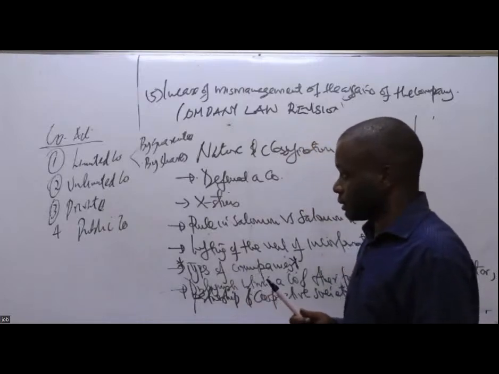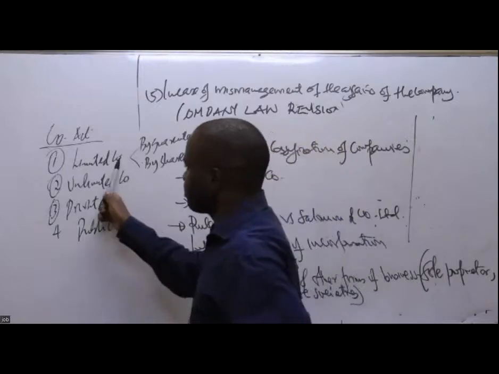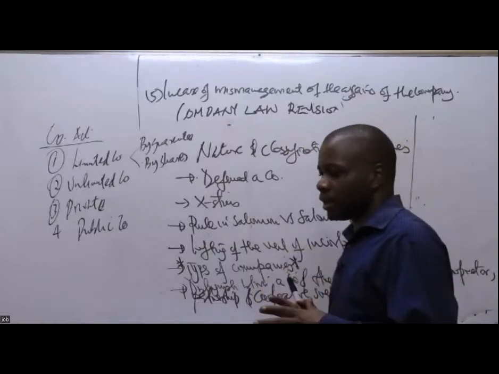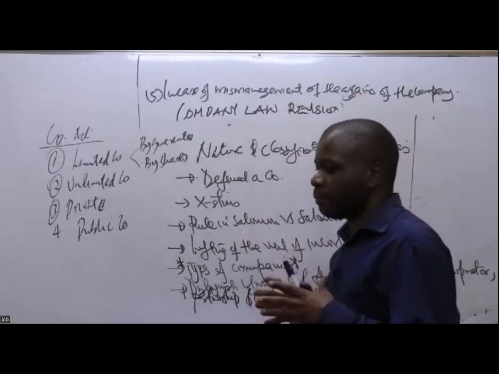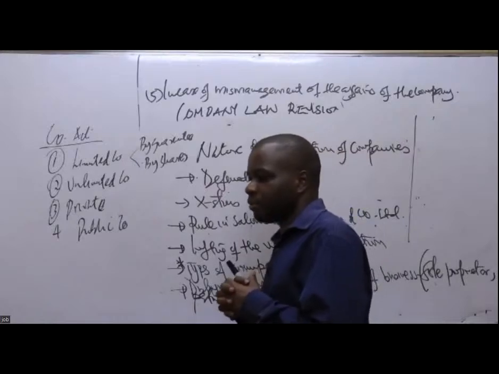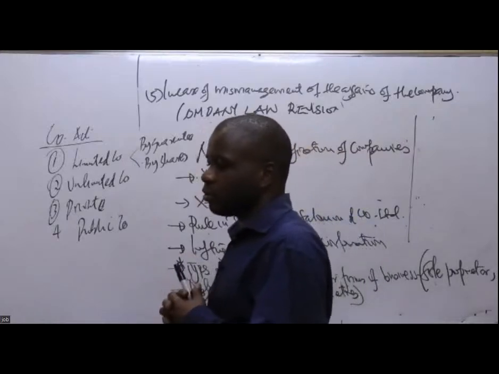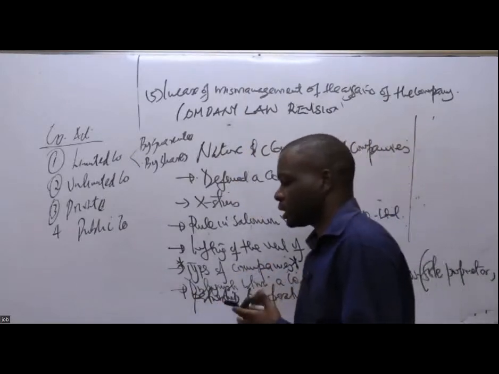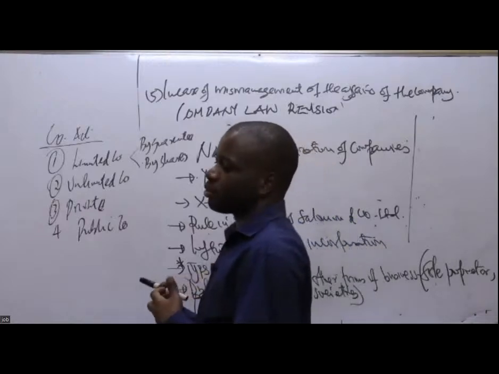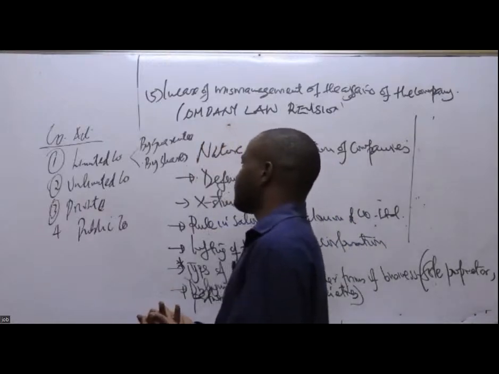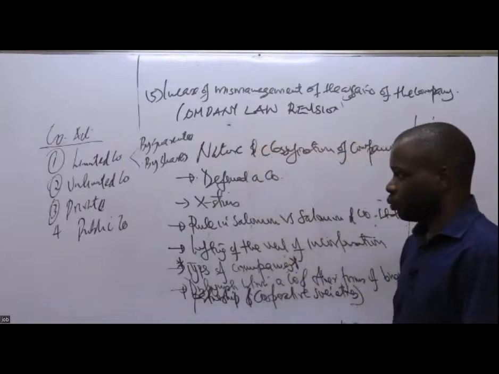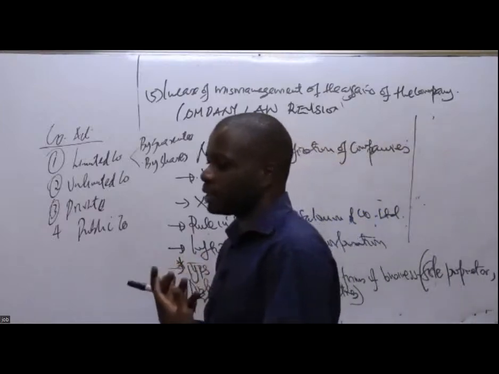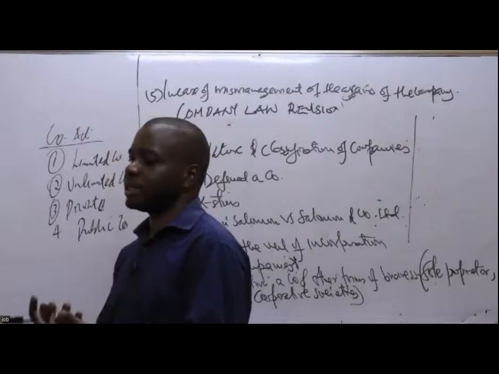So therefore, in this case, when you talk about a limited company, if you can remember very well, I was actually emphasizing it is a type of company where the liability of a member is actually limited. It can either be limited by guarantee, or it can be limited by the number of shares held by this particular member of the company. What is a limited company? It is a type of company where the liability of a member is actually limited.